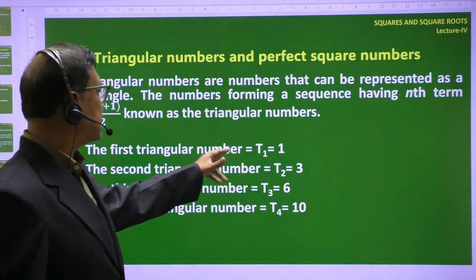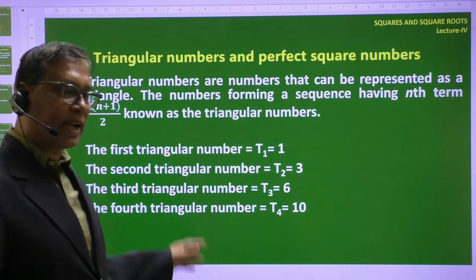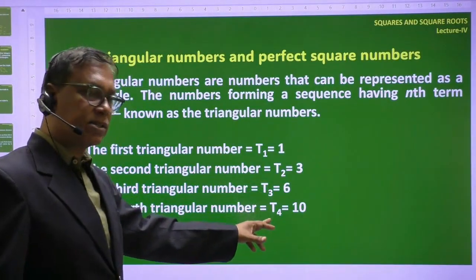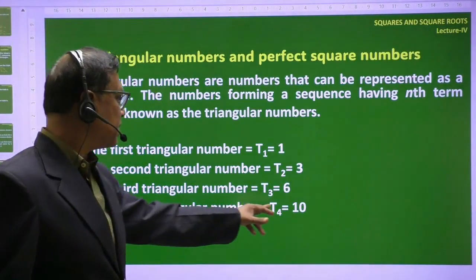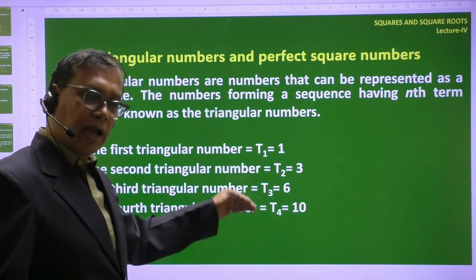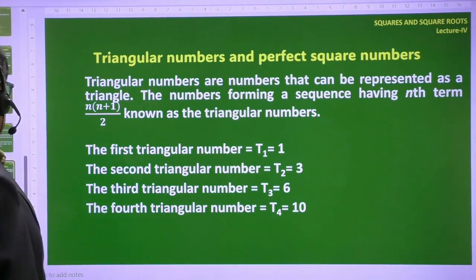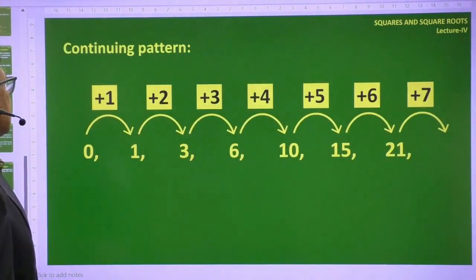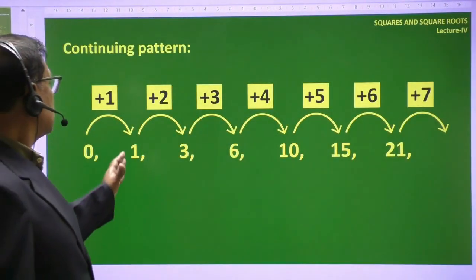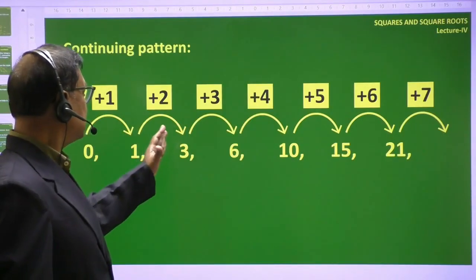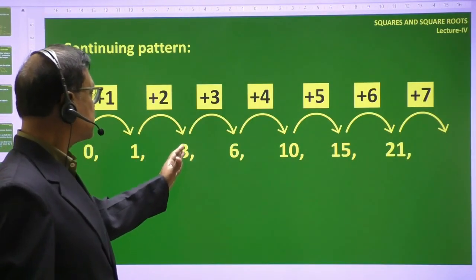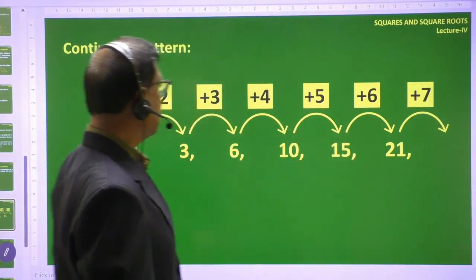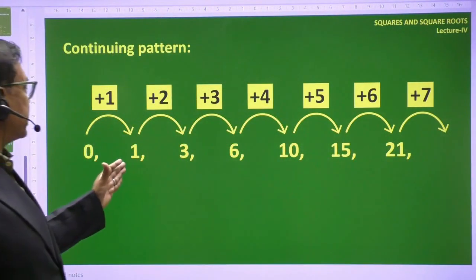The first triangular number is 1, the second triangular number is 3, the third is 6, and the fourth triangular number is 10, and so on. Clear? Now let us see the pattern of these triangular numbers. The first is 1, 3, next is 3, 6, 10, 15, 21, like this. But see the pattern here, how we are getting them.